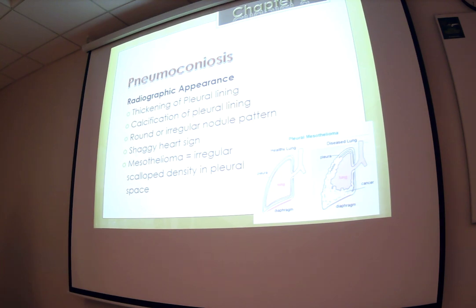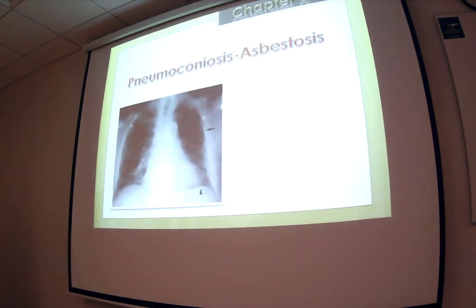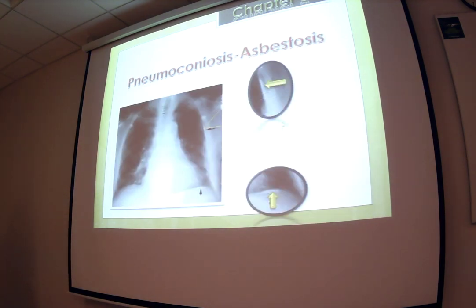You can see a shaggy heart sign. You have some round or irregular nodule pattern. You can see that calcification of the pleural lining and then the thickening of that pleural lining. So it's here right along the diaphragm. You have that pleural thickening, and along here, you have that pleural thickening. This is very early.